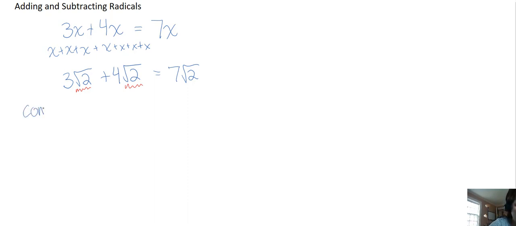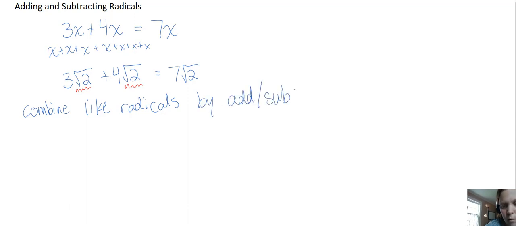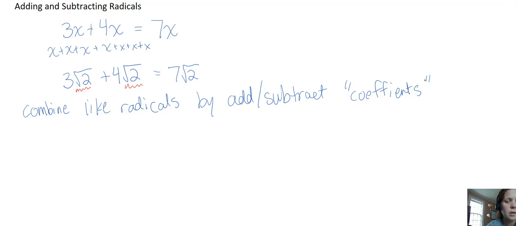I'll write that out. Combine like radicals by adding or subtracting their, I'm going to put coefficients in quotations because it's not technically coefficients, but we can think of it that way. So we need to have the exact same radical though. So let's start with another example.